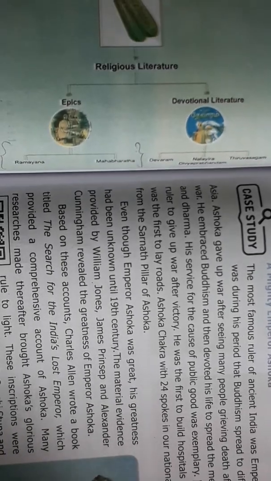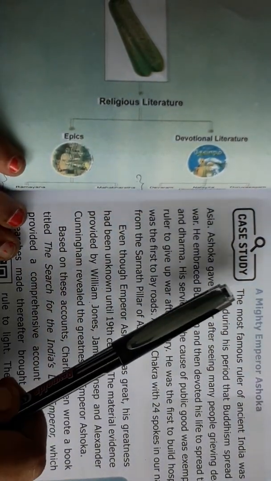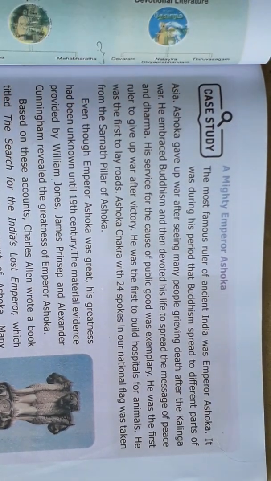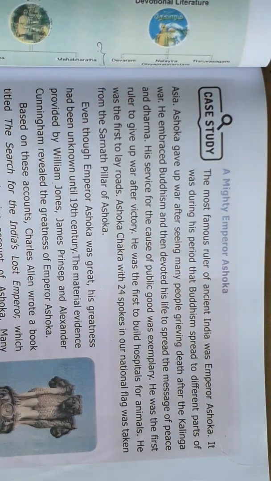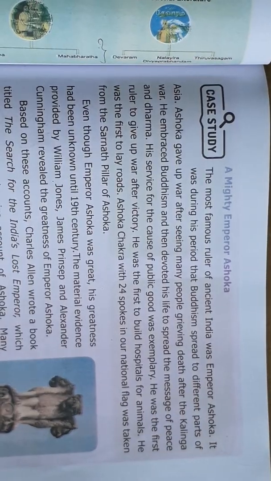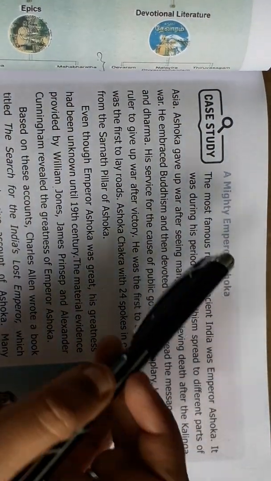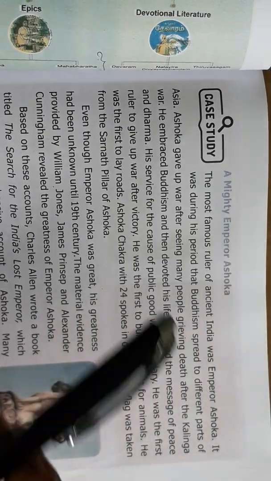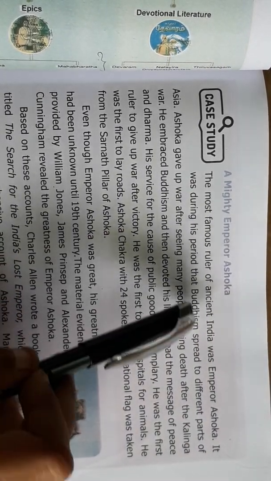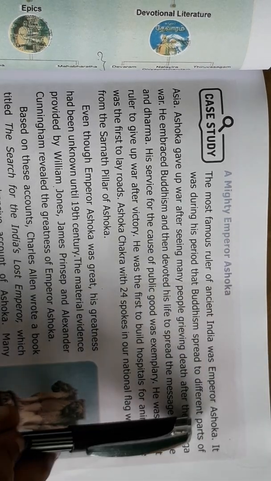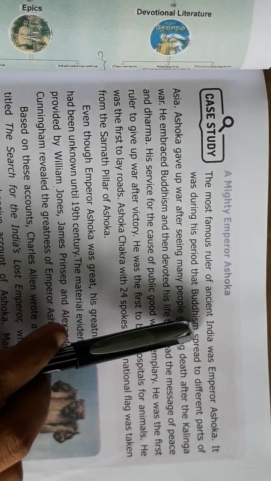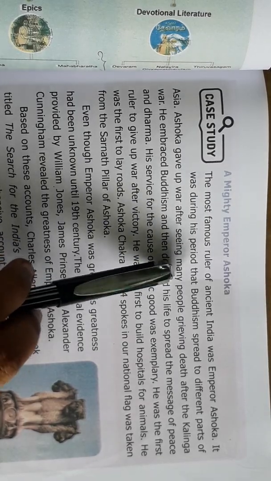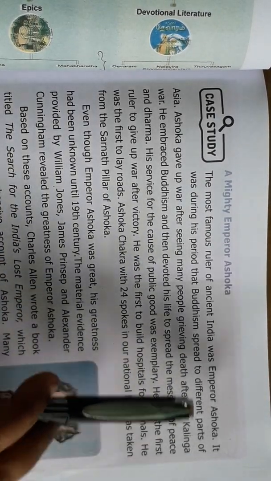Next one. Here is a case study about a mighty emperor, Ashoka. Read after me, dears. This is only your case study. The most famous ruler of ancient India was Emperor Ashoka. Who was the famous ruler of ancient India? Emperor Ashoka. It was during his period that Buddhism spread to different parts of Asia.